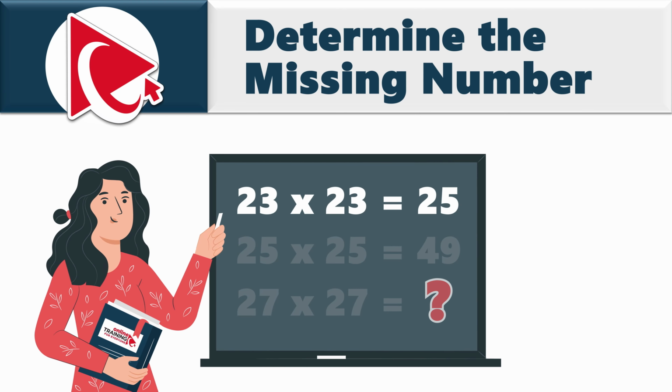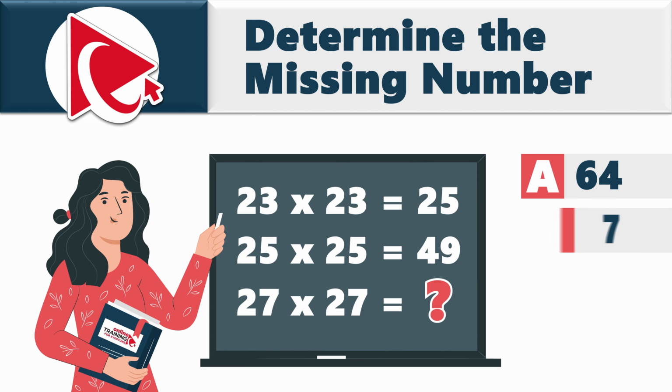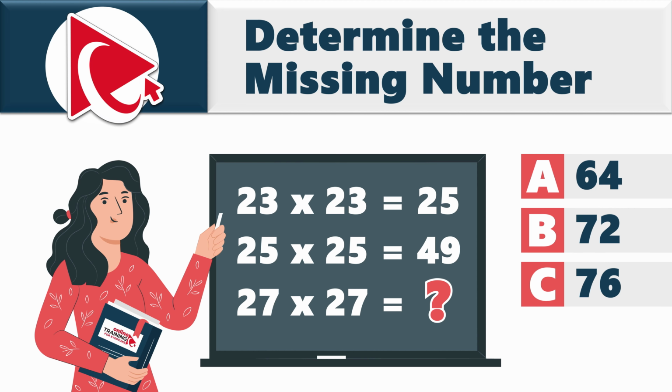The first one is 23 multiplied by 23 equals 25. The second one is 25 multiplied by 25 equals 49. And the third one is where you need to find the missing number. The expression is 27 by 27, and the result of it you need to select out of 4 possible choices. Choice A, 64. Choice B, 72. Choice C, 76. And last but not least, choice D, 81.